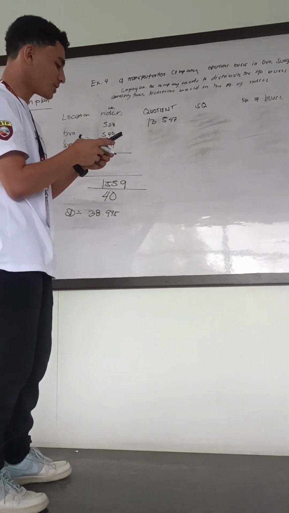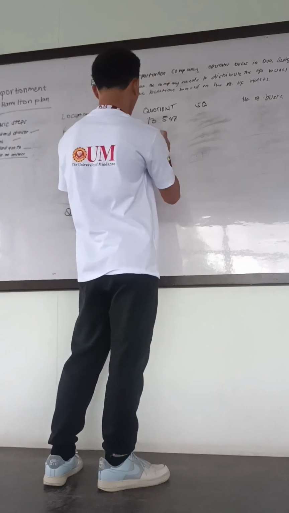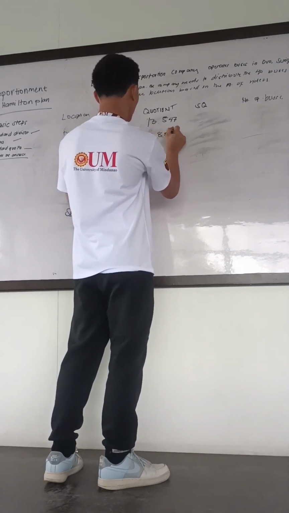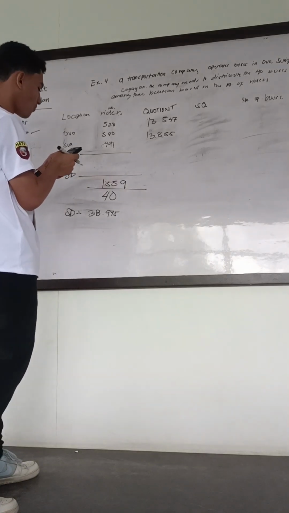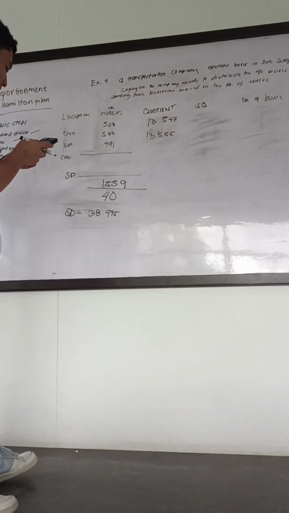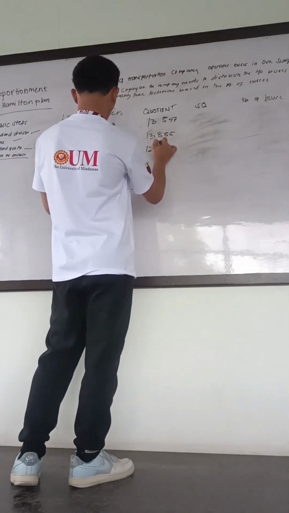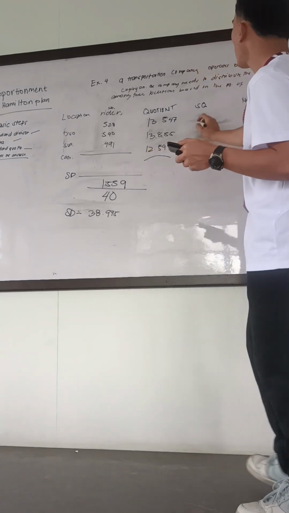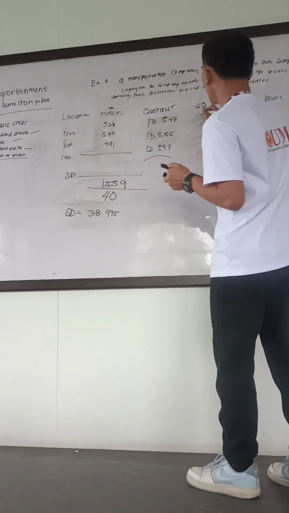So 540 divided by 38.975, we get 13.855. Then for Cagayan, we have 491. We get 12.597. So for our standard quota, we will turn this into a whole number.